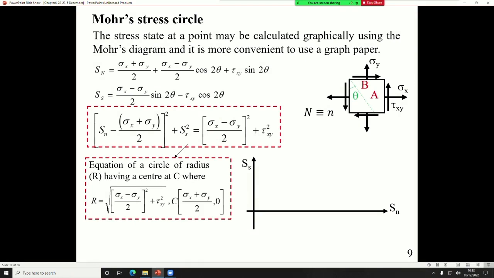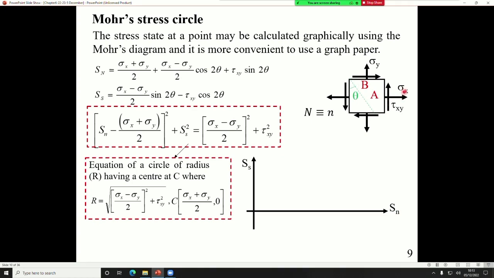Now, how do we draw this circle? As I said, SN-SS shows us the normal stress, SN, and the shear stress, SS. It means the coordinates of any point on this coordinate system are the stress state of any plane passing through the point, whose normal makes an angle of theta with the x-axis. Now look at this plane here.